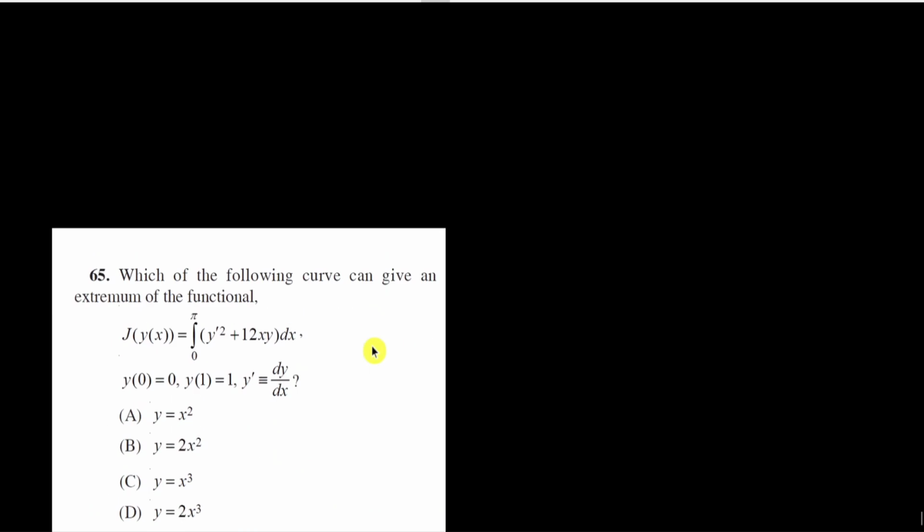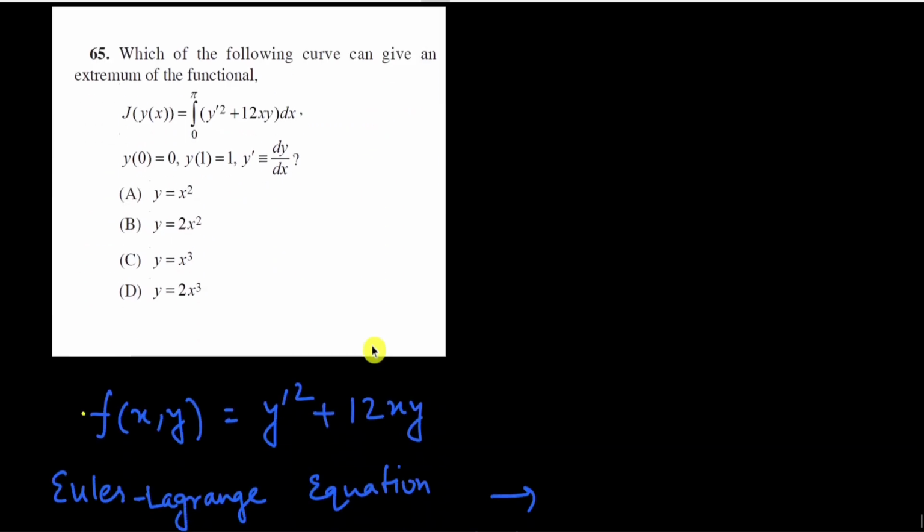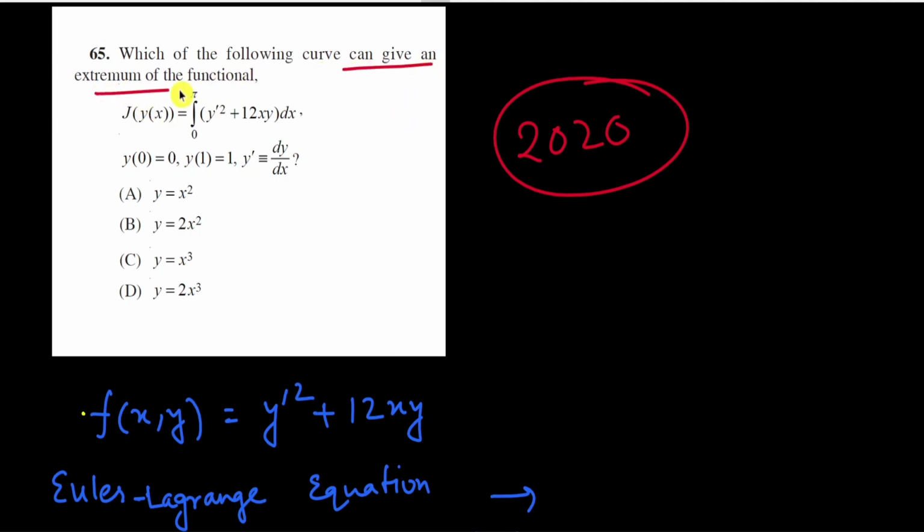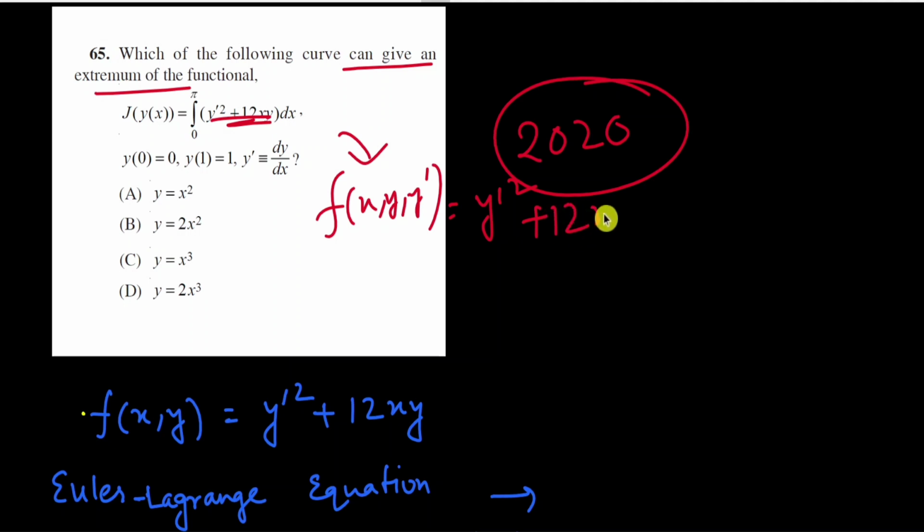Go to the question number 65, and this is the last question of 2020 WBSET from mathematics part. The remaining questions from 66 to 100 are from statistics part. So this is the last question, and this question is from calculus of variation. Which of the following curves can give an extremum of the functional J(y(x)) equal to integration 0 to pi of y dash square plus 12xy. Therefore here the function is given by f(x, y, y dash) equal to y dash square plus 12xy.